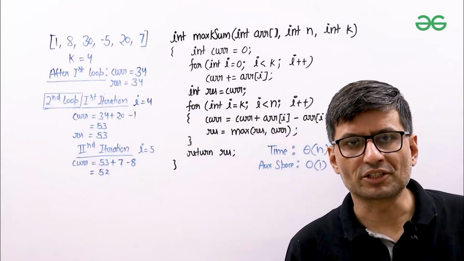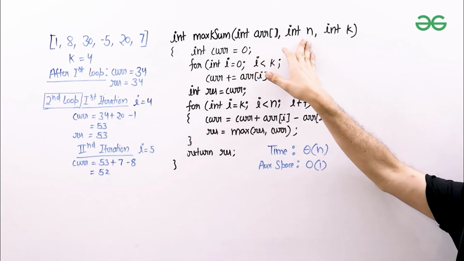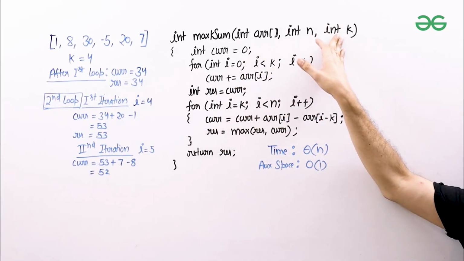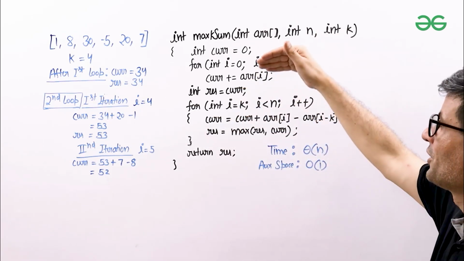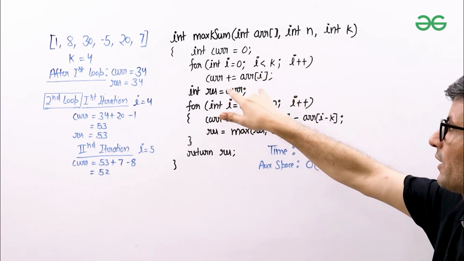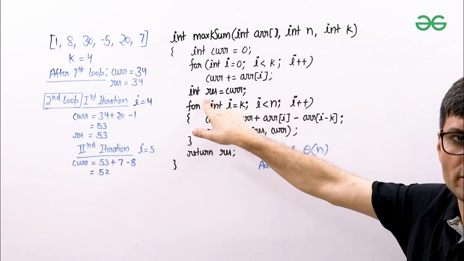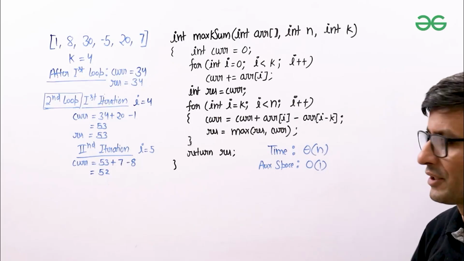Here is the implementation of the sliding window technique. We take the array as an argument, the size of the array as another argument, and k as the third argument. So what we do, we initialize the current sum as 0. We run a loop, we compute the sum of the first k items, right? And we also initialize this as result, because we want to find the maximum value of current sum.